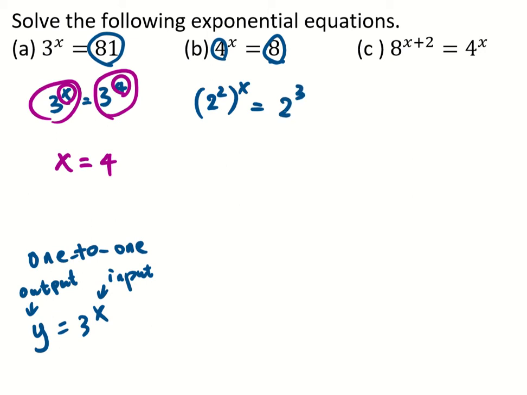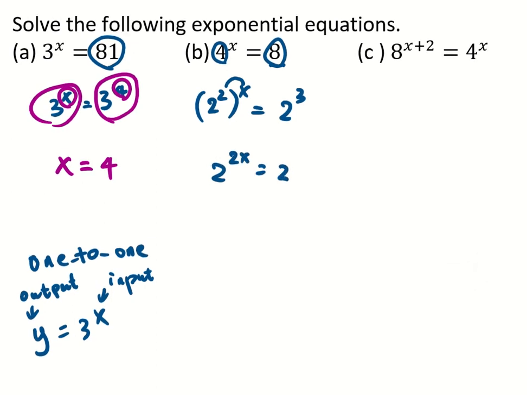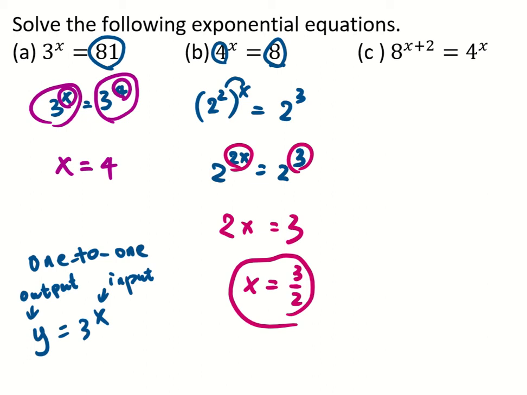Okay, here we're going to use the property. We're going to multiply these two. 2 to the 2x equals 2 to the 3rd. And use the property we used earlier: since they have the same base, their exponents must be the same. So 2x should be equal to 3. And then solve for x. x equals 3 over 2. And that is the solution to B.